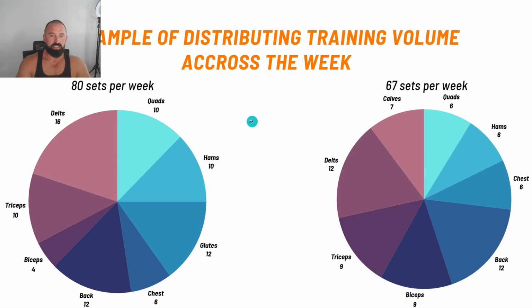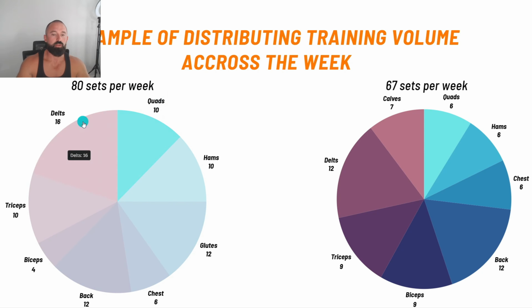So looking at this as an example of distributing training volume across the week, you've got 80 sets here, then you've got a lower amount of training volume. Maybe this person's a really proficient lifter that lifts heavy loads and close to failure. This one's an intermediate lifter that still trains really well, but probably needs a little bit more training overall for their goals.